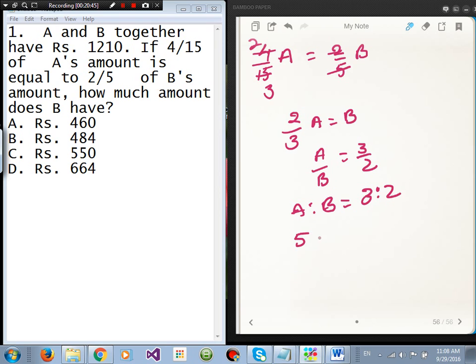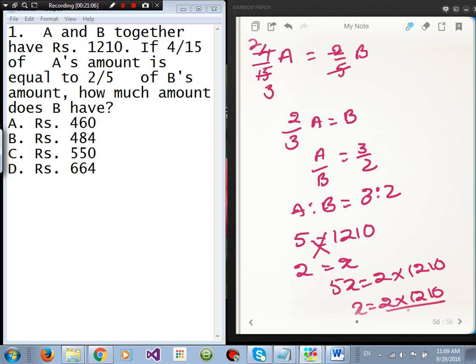Now 5 parts are equal to 1210. Now I need B's share, 2 parts are equal to some X. Then do the cross multiplication. 5x is equal to 2 into 1210. And X is equal to 2 into 1210 by 5. Okay, that is equal to 484. Okay, answer is? Okay, that is the B.